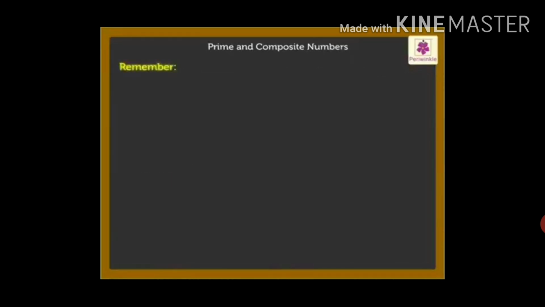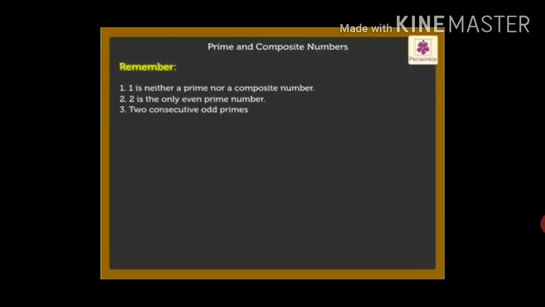Kids, remember, 1 is neither a prime nor a composite number. 2 is the only even prime number. Two consecutive odd primes which differ by 2 are called twin primes. Examples: 3, 5; 5, 7; 11, 13; 17, 19.